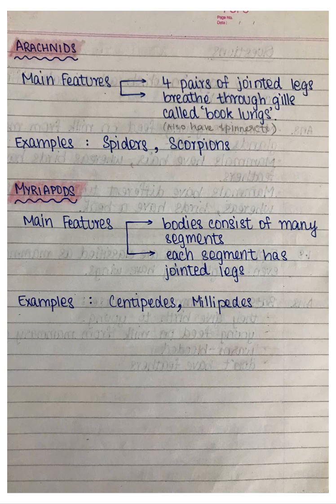Next is the myriapods. They have lots of legs and they have 1 pair of antennae. Examples include centipedes and millipedes.